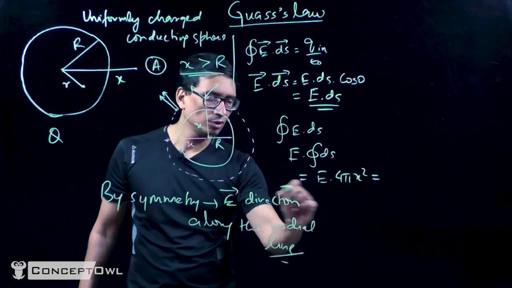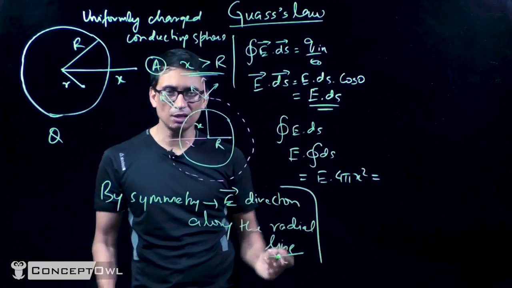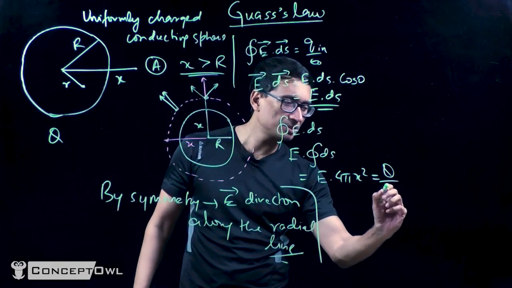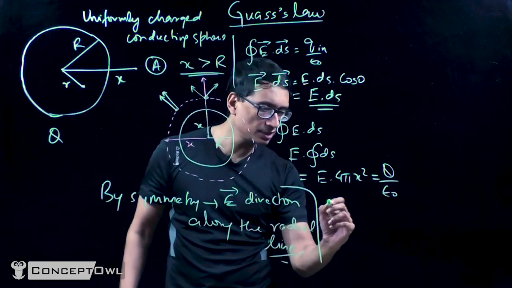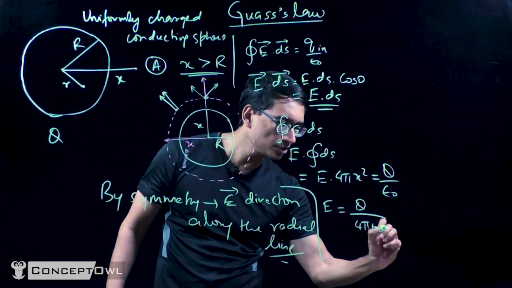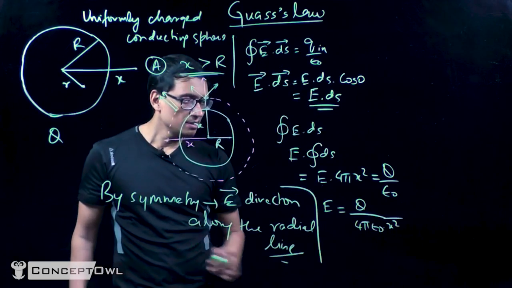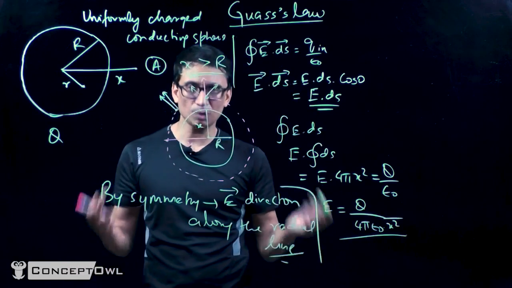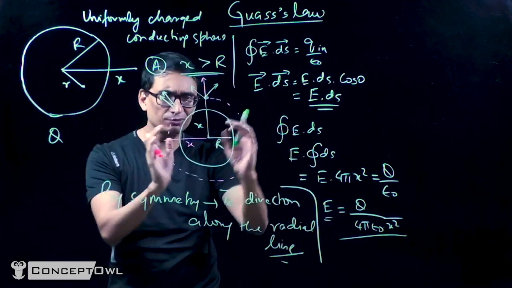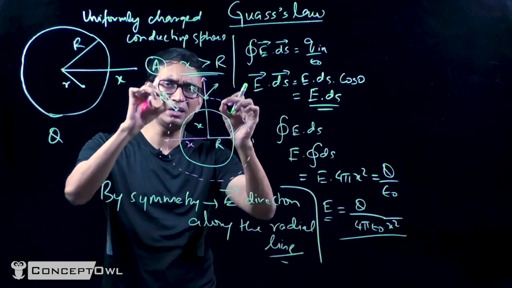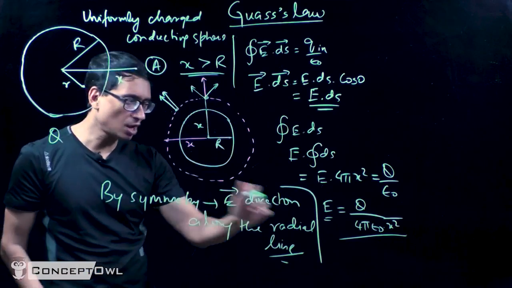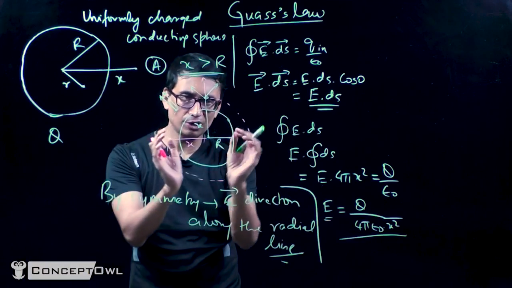And this is equal to q internal upon epsilon naught. What's q internal? This whole charge is inside, so it is total q upon epsilon naught. Therefore E is equal to q upon 4 pi epsilon naught x square. As you see, this is nothing but Coulomb's law for a point charge at a distance x from the point you are looking at. So essentially, the field outside will be the same as if this whole sphere was just a point charge. This is how we calculate the electric field for any point outside the sphere.